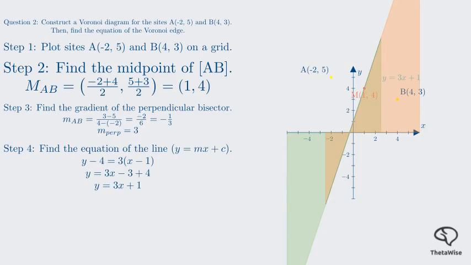This line, y = 3x + 1, is the Voronoi edge. Any point on this line is equidistant from sites A and B. Any point to the left of the line is closer to A, and any point to the right is closer to B. We can draw this line on our graph.